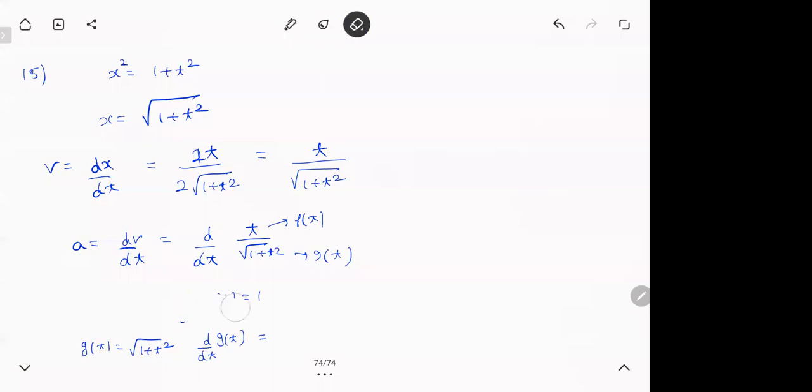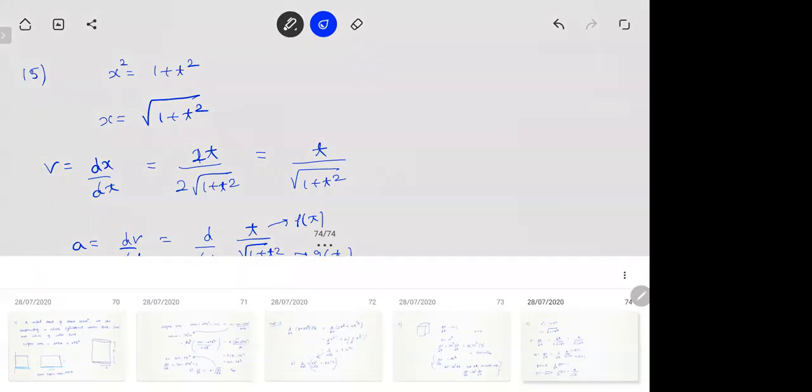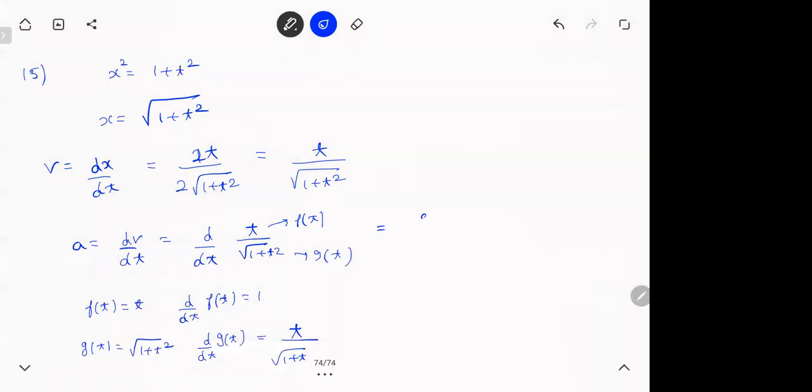Actually ना यहाँ पे हो गया था. Let it be. So differential of g of t will be how much? G of t is 1 plus t square only, na? That will be again t by root 1 plus t square. Now, what is the formula? G of t differential of f of t minus f of t differential of g of t by g of t whole square.